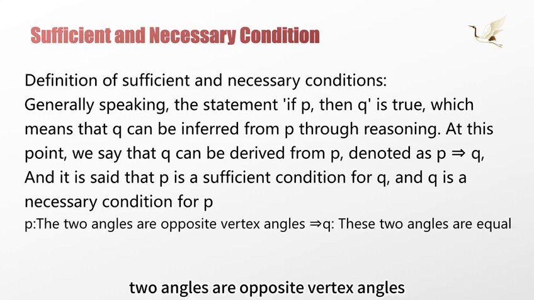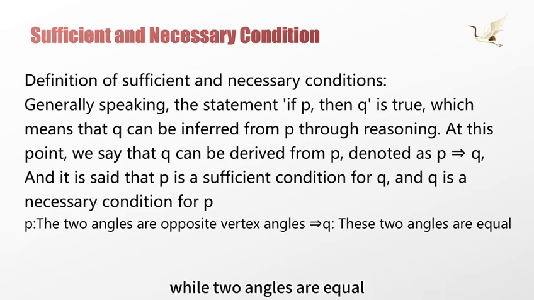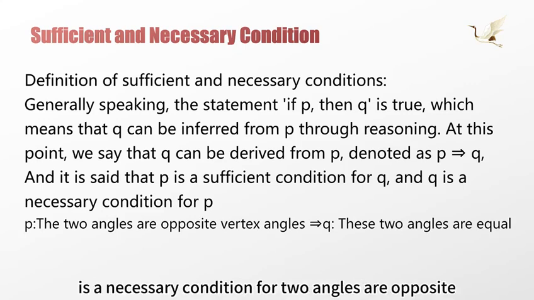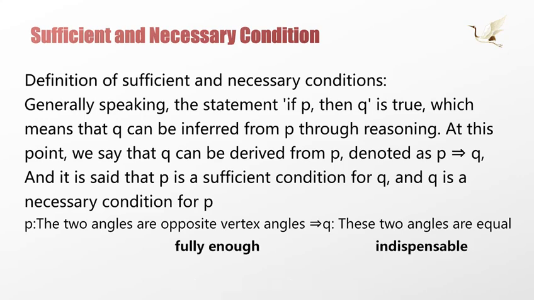That is to say, two angles are opposite vertex angles is a sufficient condition for two angles are equal, while two angles are equal is a necessary condition for two angles are opposite vertex angles. Some students may have questions. Why is it named like this?